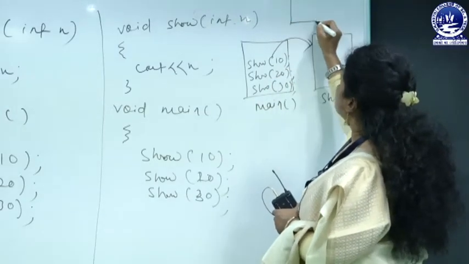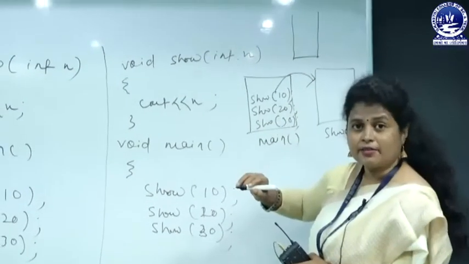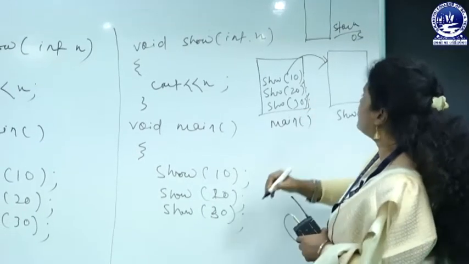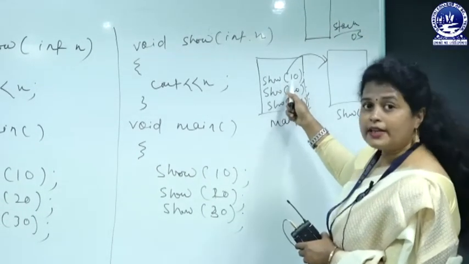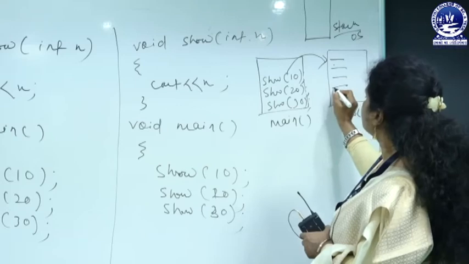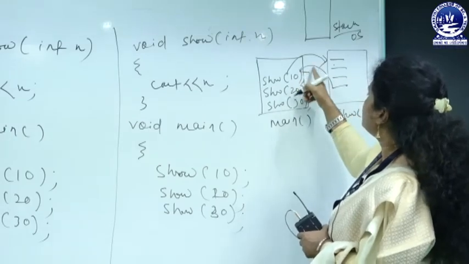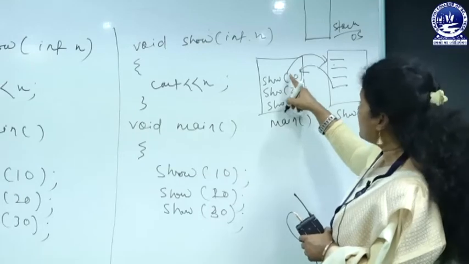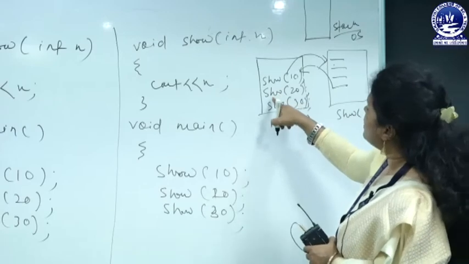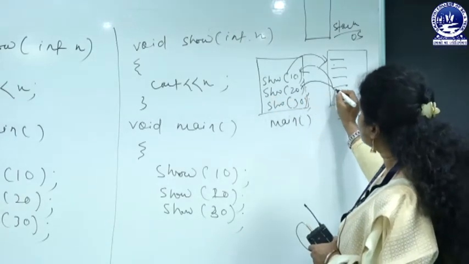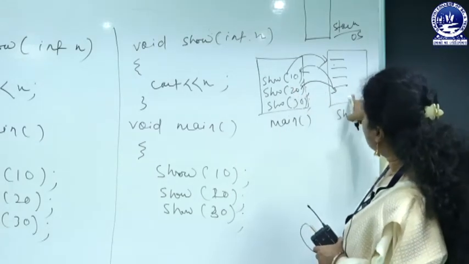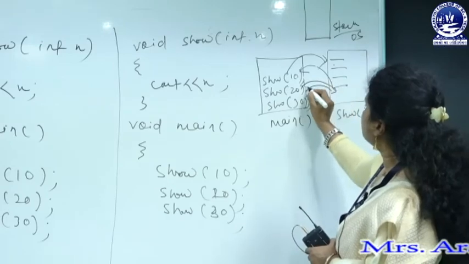One stack is used, and the stack is maintained by the operating system. When you are calling show(10), control will come from this point to this point, perform the operation and again return back. It takes extra time, coming from this point to this point and returning from this point to this point. When you are calling show(20), again the same operation will be performed, coming from the main function to the show function, and after performing the operation returning back.